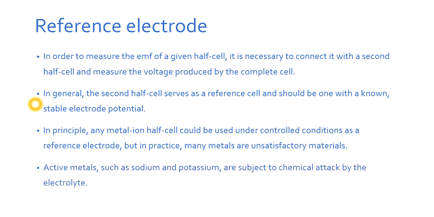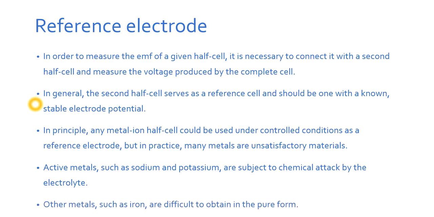It's because there are several weaknesses associated with different metals. For example, sodium and potassium are very reactive metals that react with the electrolyte, and this makes the potential of an electrode containing sodium or potassium unstable. If you use it as a reference electrode, it will not give you a stable potential.